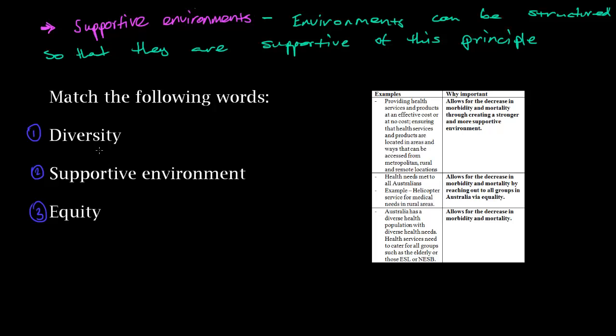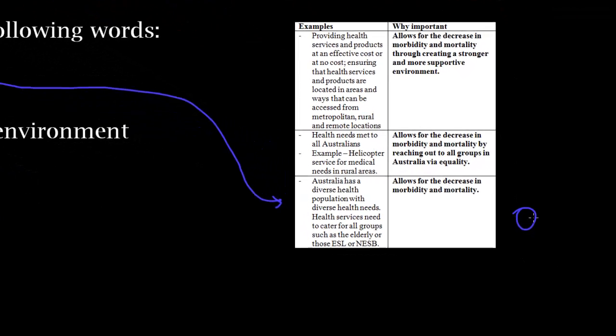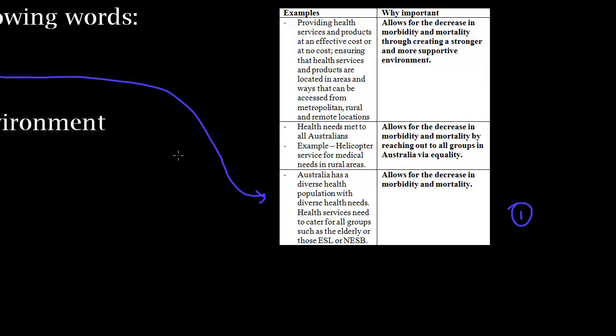So let's have a look. Diversity. Providing health services and products at an effective cost. No, it's not this one. Health needs met to all Australians. Nope, it's not this one. Australia's health has a diverse health population with diverse health needs. Health services need to cater for all groups, such as the elderly, those ESL or NESB. Perfect. That's exactly it. So I'm going to connect it with this one. Okay, so that's one. So if you got that right, well, that's good work.